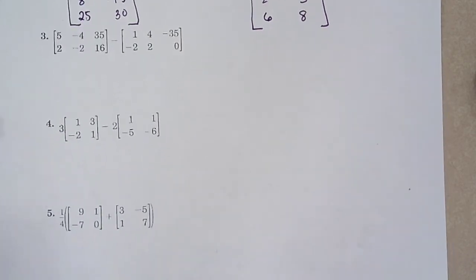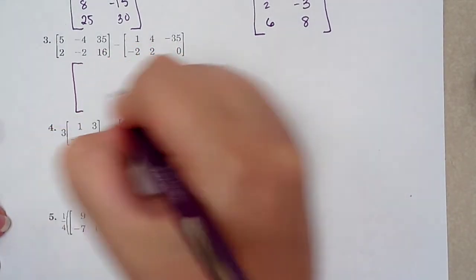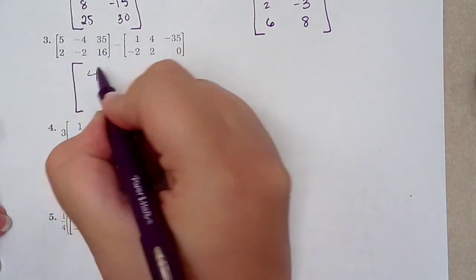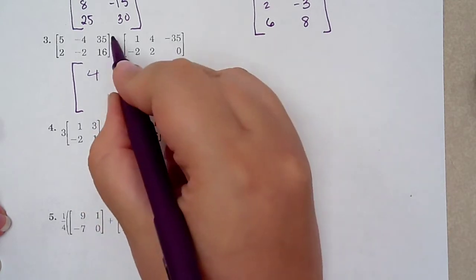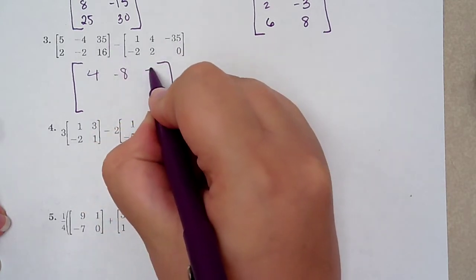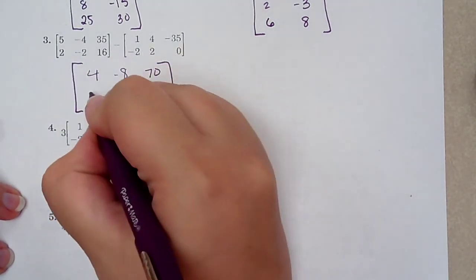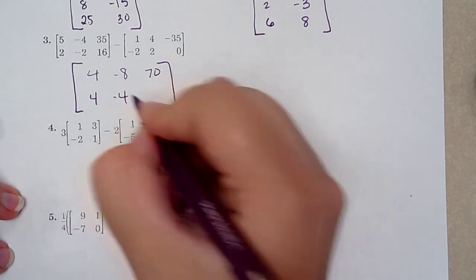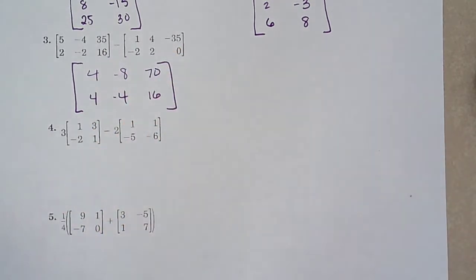All right, let's finish it up. I've got a 2 by 3 and a 2 by 3. My end result's going to be a 2 by 3. 5 minus 1 is 4. -4 minus 4 is -8. 35 minus -35 is +70. 2 minus -2 is 4. -2 minus 2 is -4. And 16 minus 0 is 16.